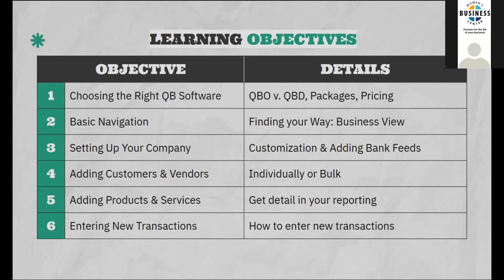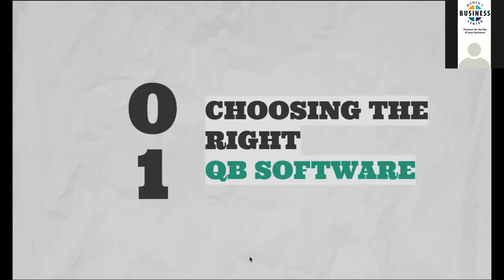And lastly, we're going to enter a few new transactions here. We're going to try to enter a bill, maybe an invoice and an estimate. If we have enough time at the end here, we'll enter in some transactions. So to get us started, this is our section 1, which is choosing the right QuickBooks software.